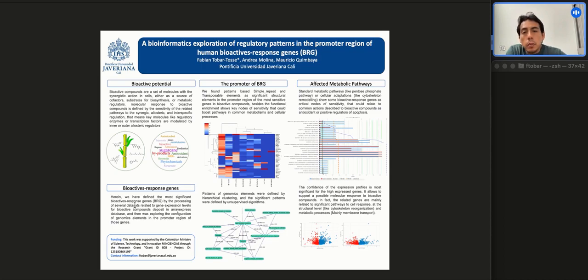I will present this poster about the study of bioactive compounds. Specifically, we are working on the definition of key genes in response to bioactive compounds. We are working on the definition of the configuration of the promoter region of those genes, with the idea to identify possible mechanisms of regulation that support new pathways in response to bioactive compounds.